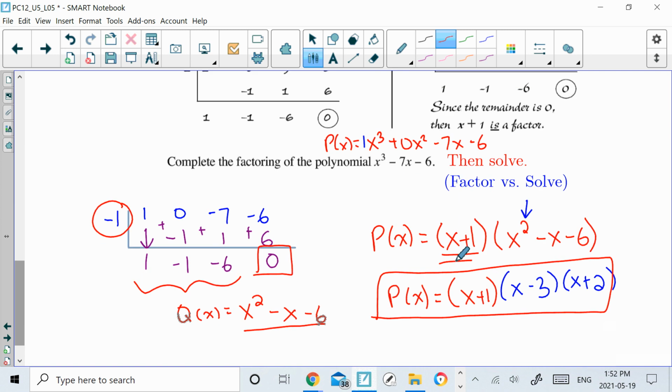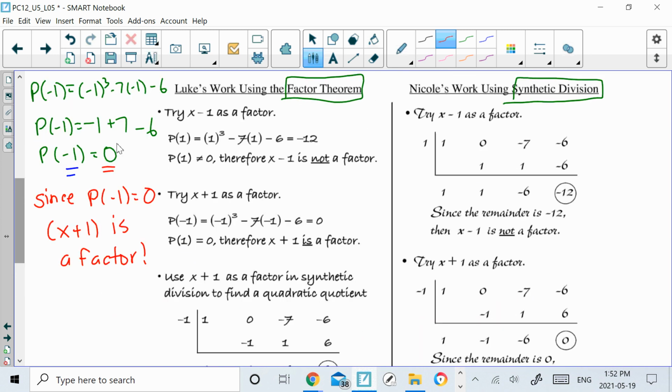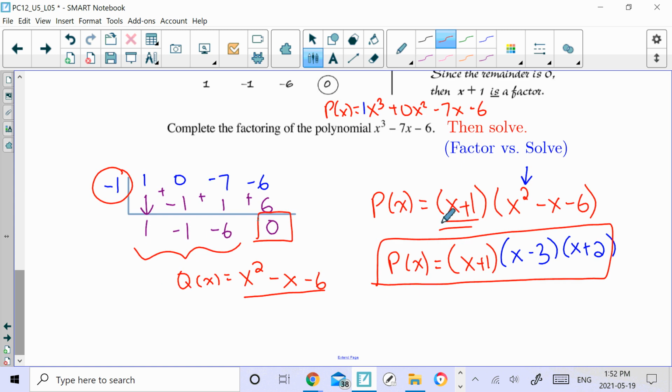So that is my completely factored answer, but here I've done all the work to support it, okay? If they said completely factor, this is what you would get. This would be completely factored. If it said solve, it wants what are the x-intercepts.